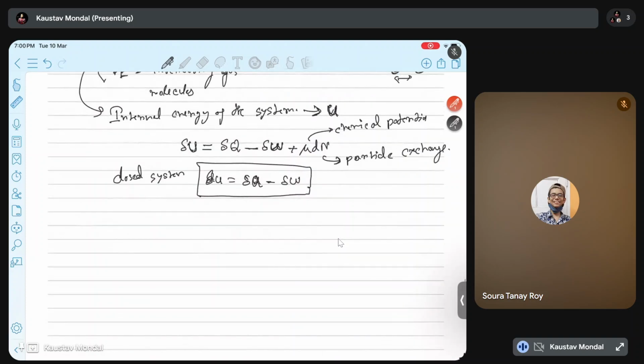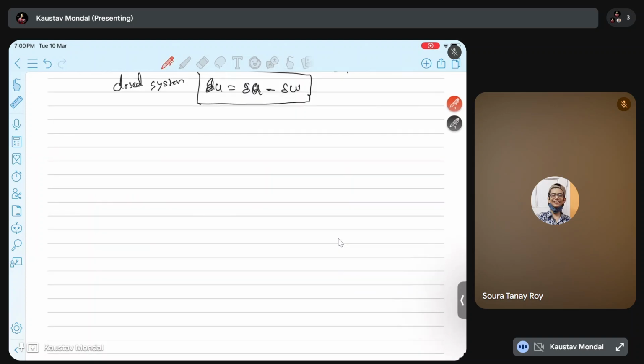Now we will see different types of work done. Let's take the PV diagrams. For the case of, let's suppose, an isochoric process, where the volume remains fixed. So it's V1, and pressure is changing from P1 V1 to P2 V1.